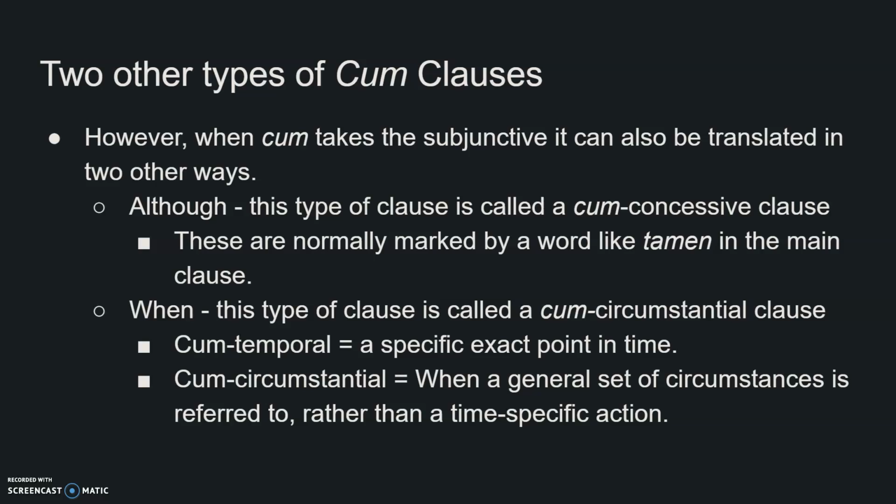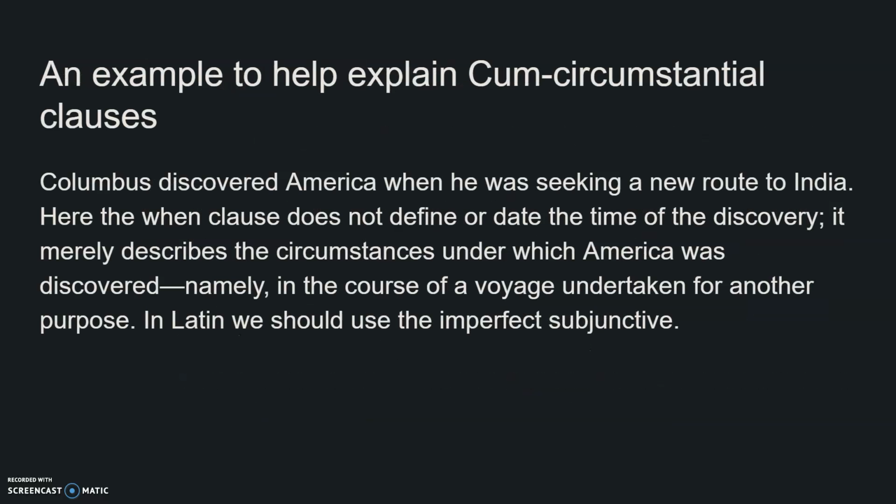And so we have to talk about the difference between a cum temporal clause, which tells us a specific exact point of time, and a cum circumstantial clause, which gives us the general set of circumstances where something is occurring, of what is occurring when an action occurred. So let's give you a better example. I like this example because it's pretty specific. Columbus discovered America when he was seeking a new route to India. So here, the when clause is not defining or dating the time of discovery. It tells us the general circumstances of when this occurred. Columbus, when he was doing this general thing, trying to find a route to India, he discovered America. Right? So that's one example of how these cum circumstantial clauses could be used.